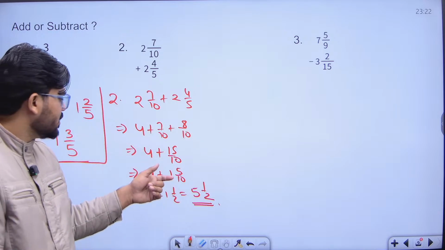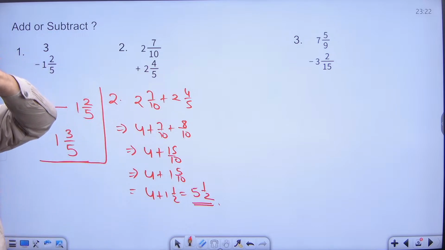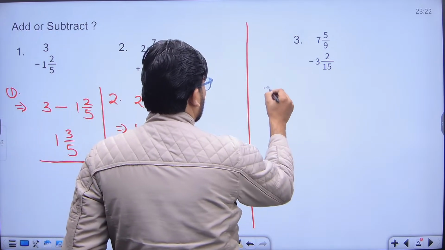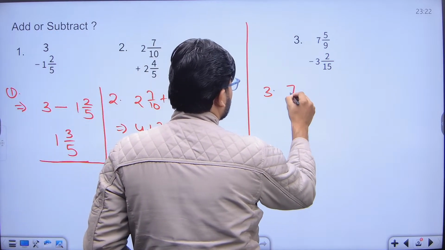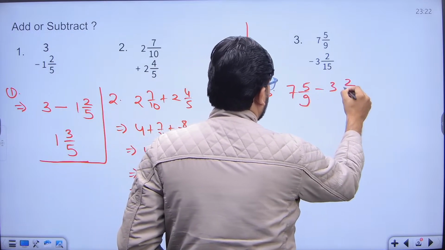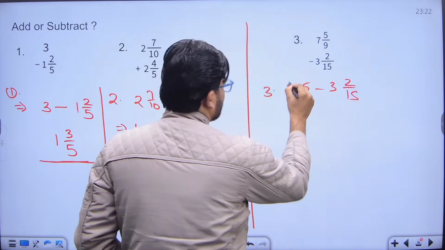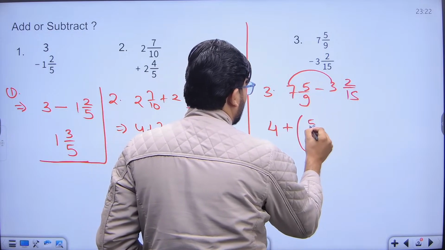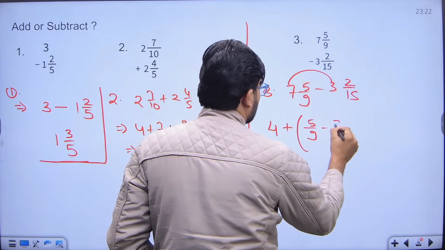For this, the answer is 5 1 by 2. Second case. Coming to the third part. So we have 7 5 by 9 minus 3 2 by 15. So 7 minus 3 is 4, plus, then we have 5 by 9 minus 2 by 15.